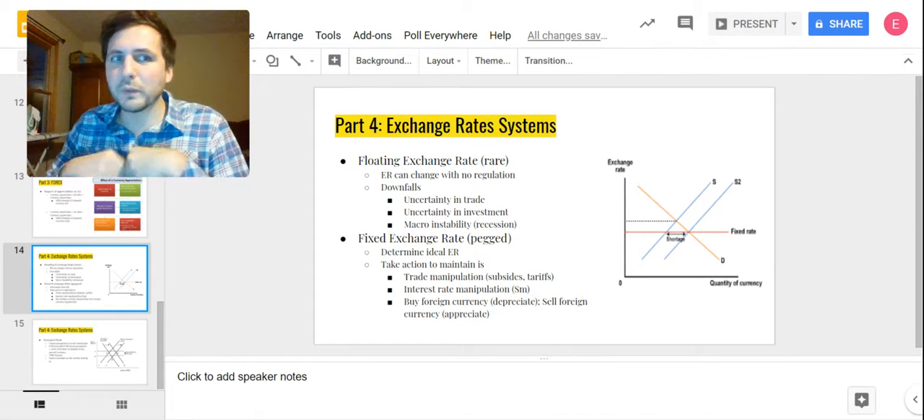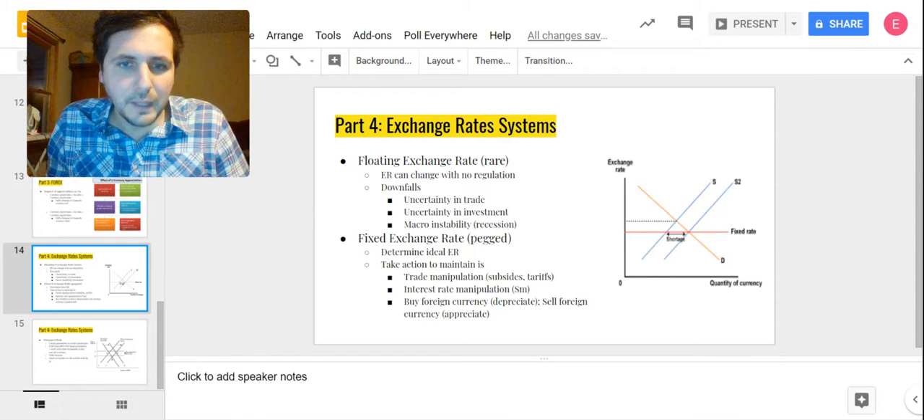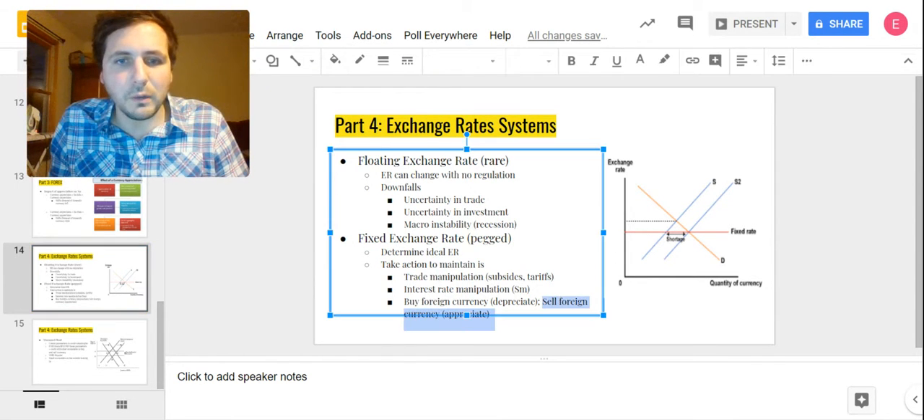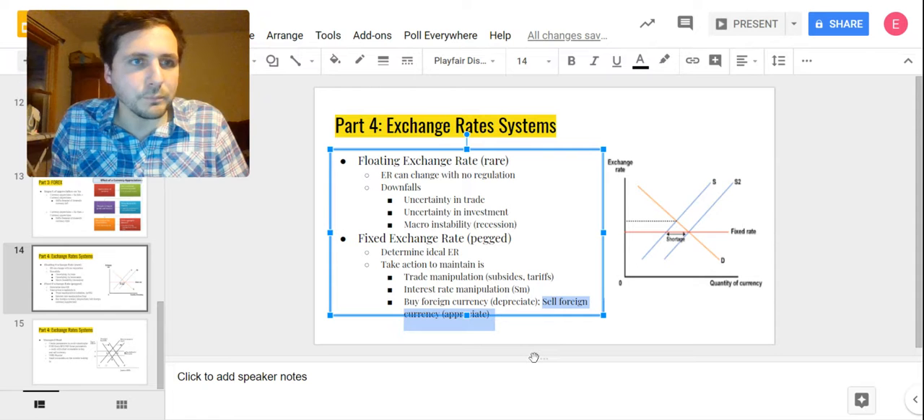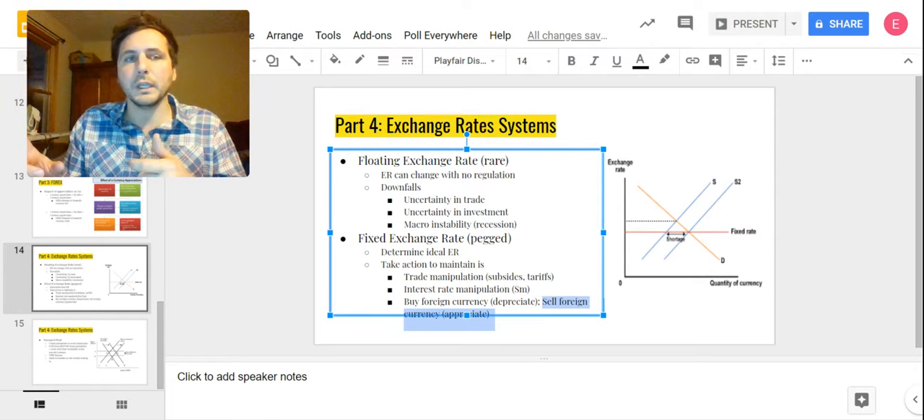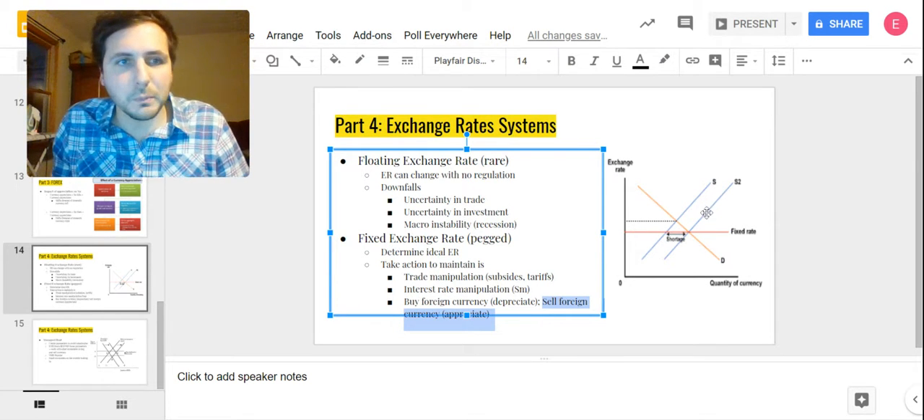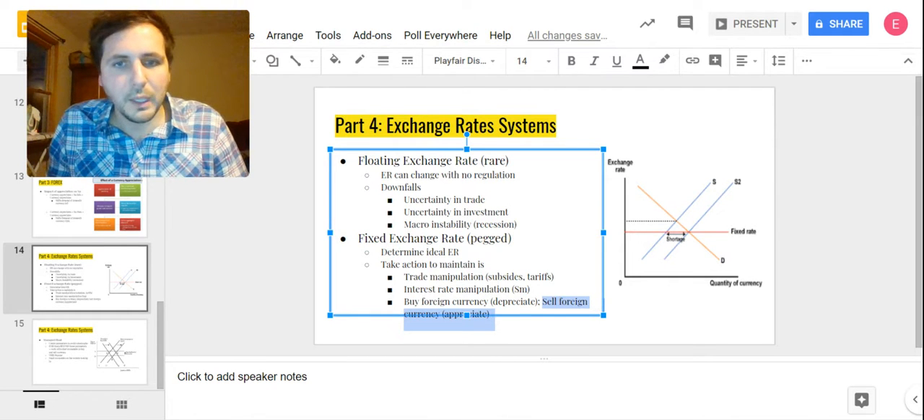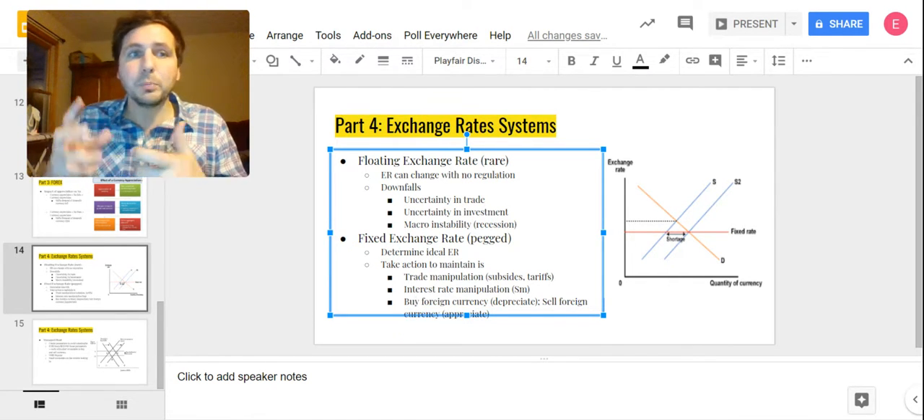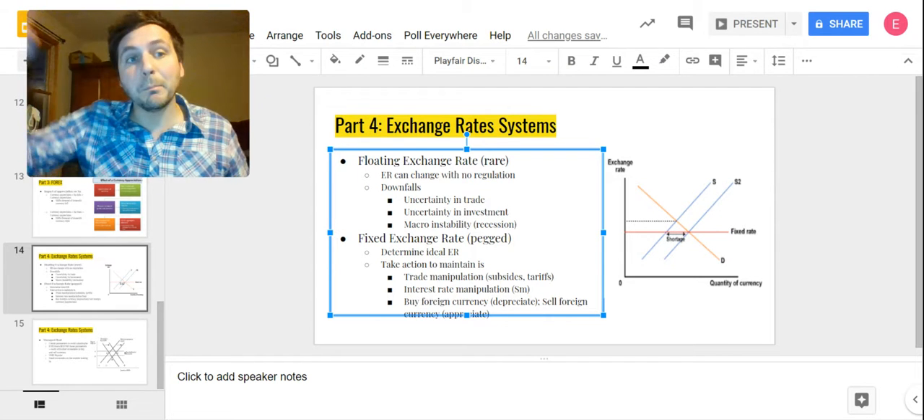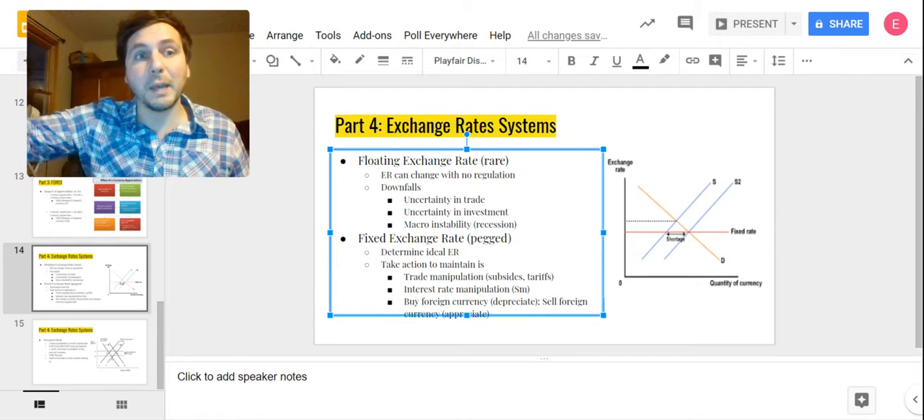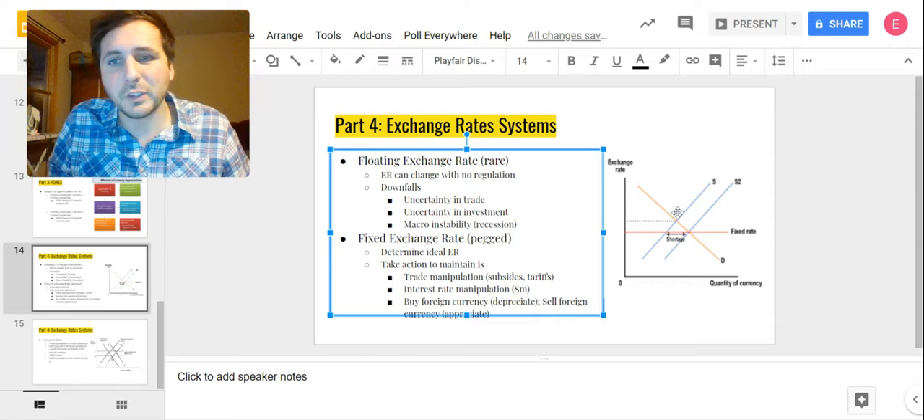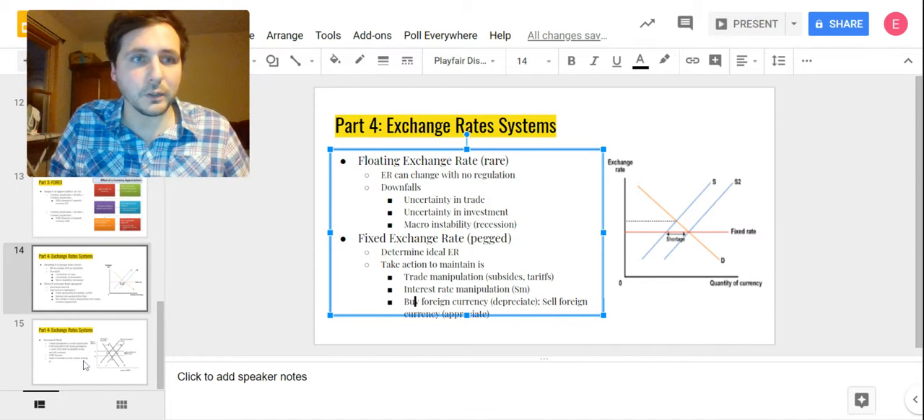If I'm pegging and I want to appreciate my currency, then I need to sell that foreign currency, right? When I sell the foreign currency, it is going to decrease the supply of my currency in that market, appreciating the value. And if I want to depreciate my currency, then I need to buy more of that foreign currency. When I buy more of their currency, my supply is going to shift to the right, depreciating my currency.